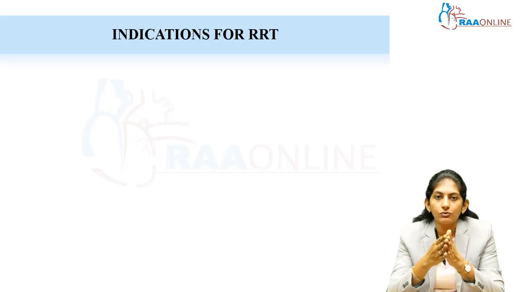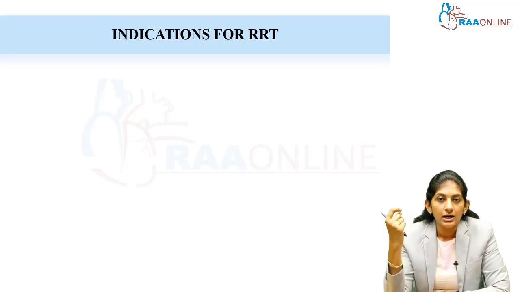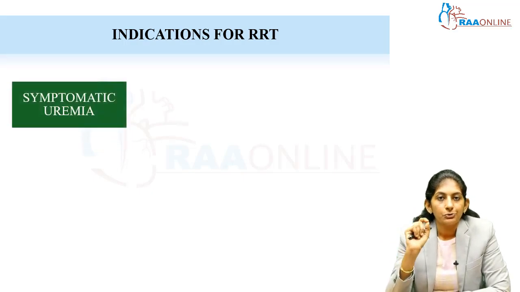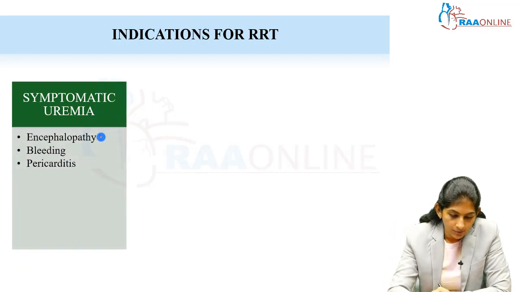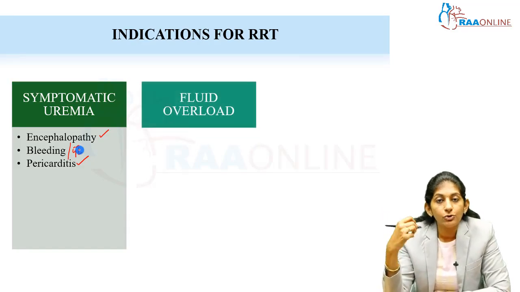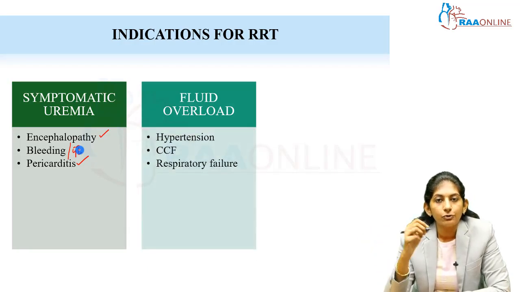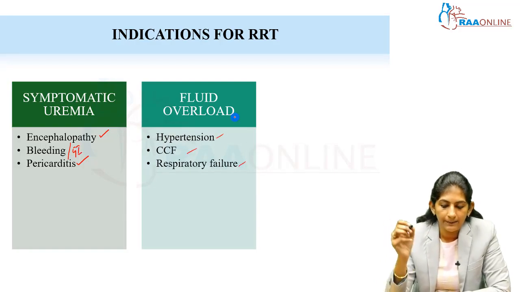So by now you will know what the indications for RRT are. Anyways, we will just go through them shortly. For uremia, you will do RRT, isn't it? Symptomatic uremia, like uremic encephalopathy, uremic pericarditis, uremic GI bleeding. Next, fluid overload. In severe AKI, what happens? There will be fluid overload. Fluid overload can present as respiratory failure, CCF or hypertension.